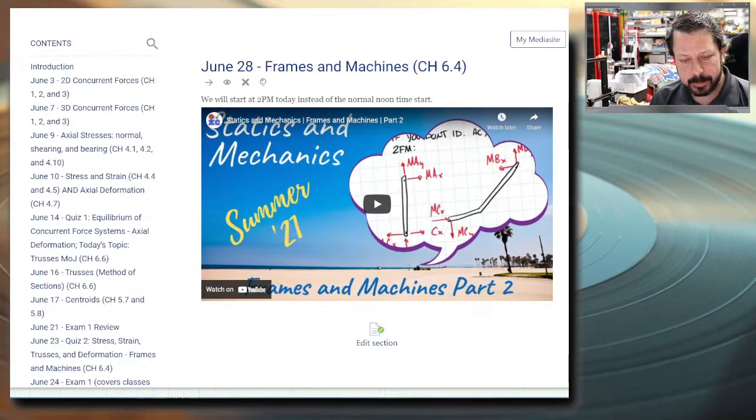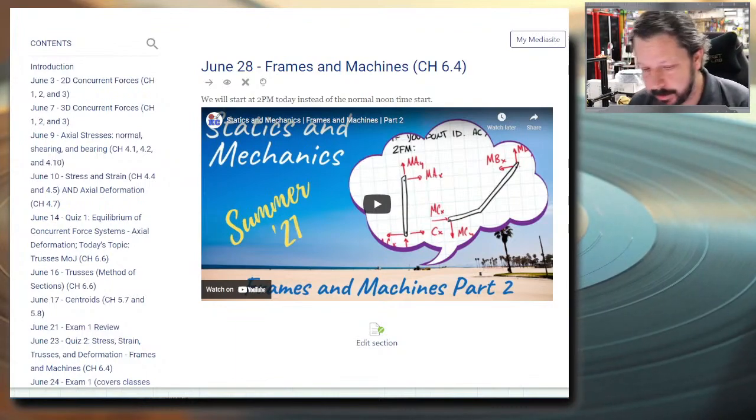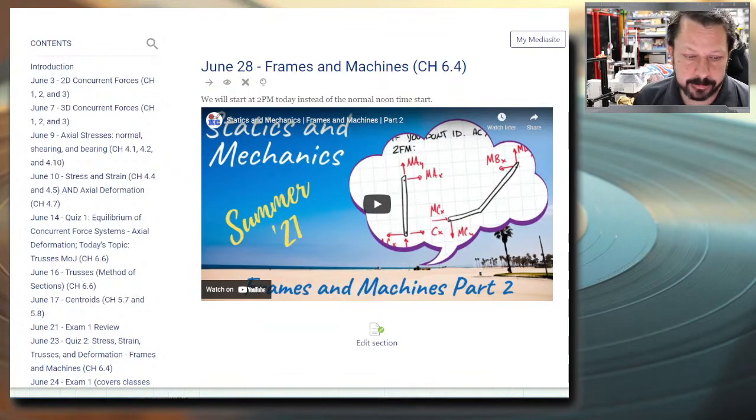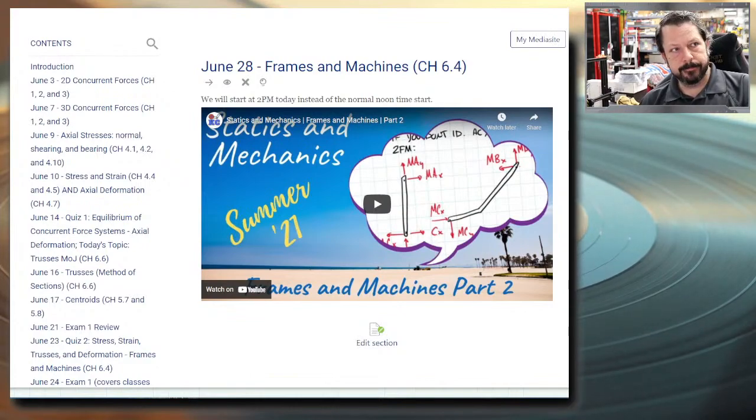And so I thought today what we would do is basically work a lot of examples for frames and machines. If you have a particular question about frames and machines, then go ahead and put that in the chat and I'll see if I can find an example for us to work that might cover that topic. Frames and machines are going to be the first topic on exam 2.